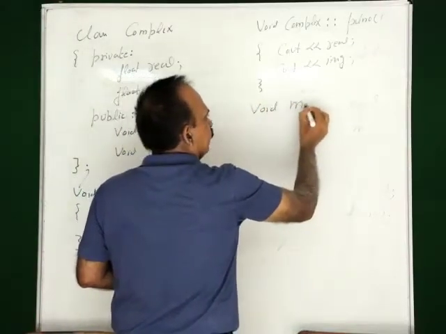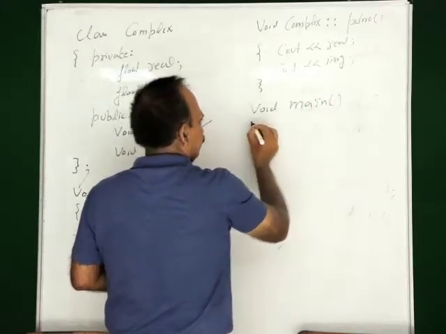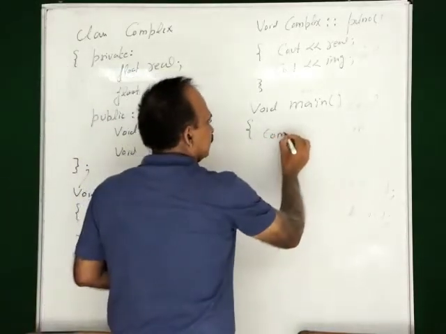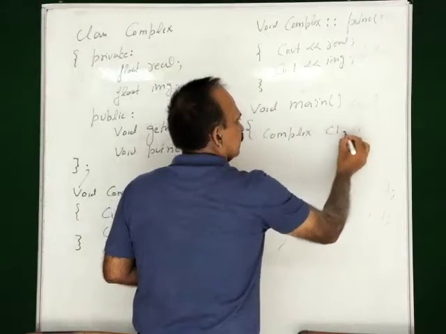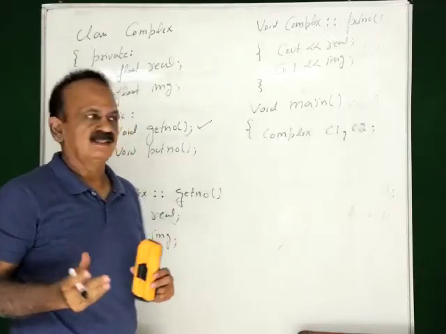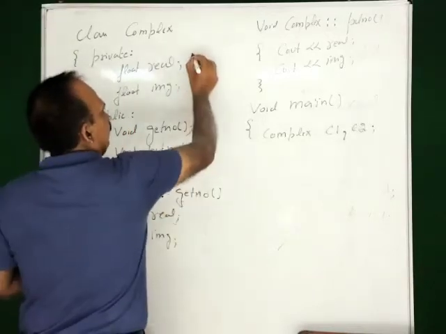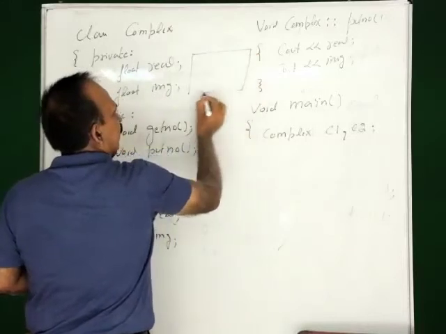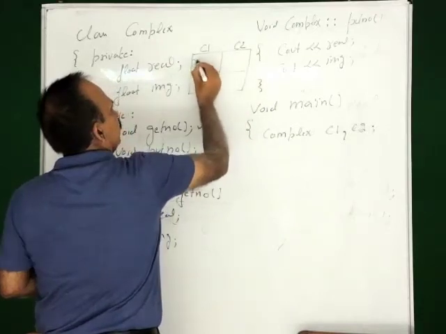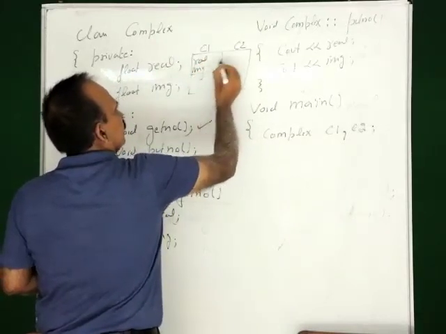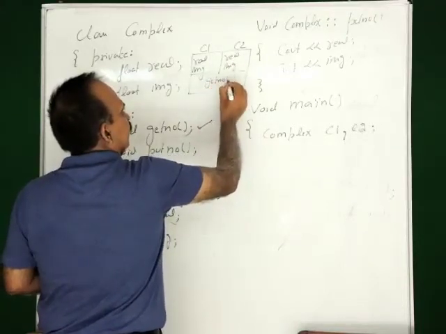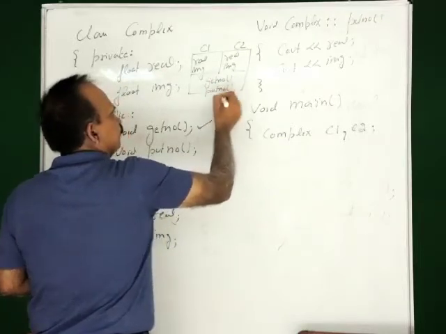Void main. In the main program, I will declare two objects. One is, say, complex C1 and C2. Now this is the declaration of the objects C1 and C2. I hope with the previous discussion it is very clear. Within the memory there will be C1, C2 with real part, imaginary part, with real part, imaginary part, and two functions, get number and put number.